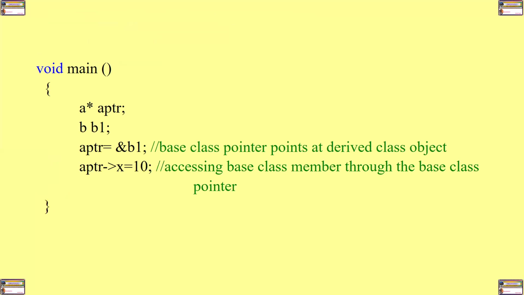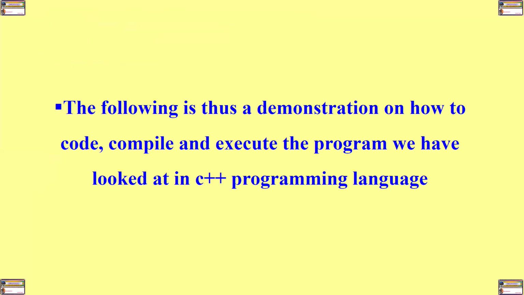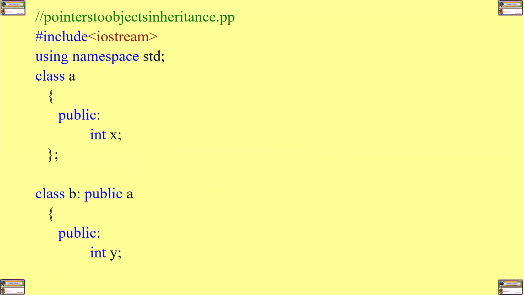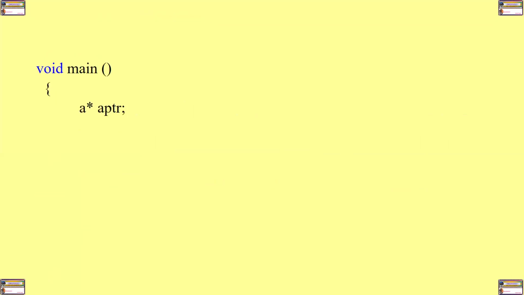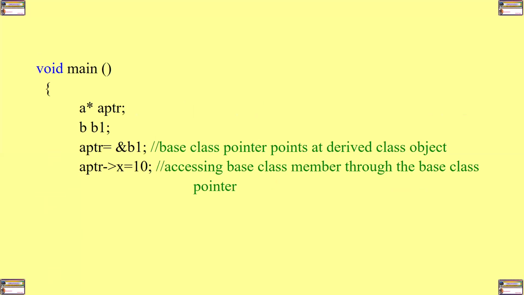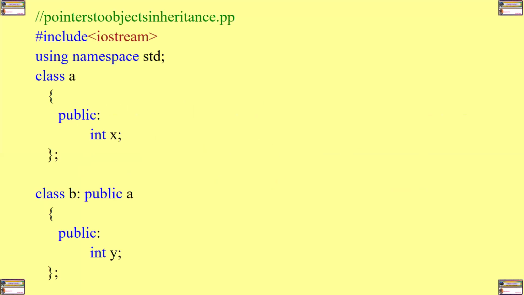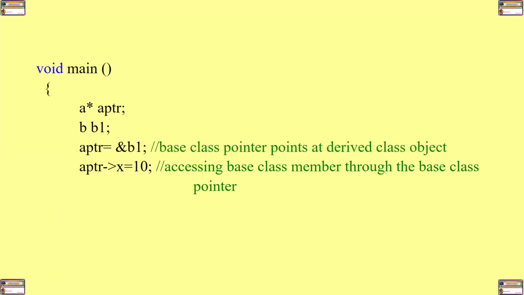And that's all with the main program. So the following is a demonstration on how to code, compile, and execute the program that we have looked at in C++ programming language. In other words, let us launch C++ program, and then we code this program. We execute it and see how it will behave.